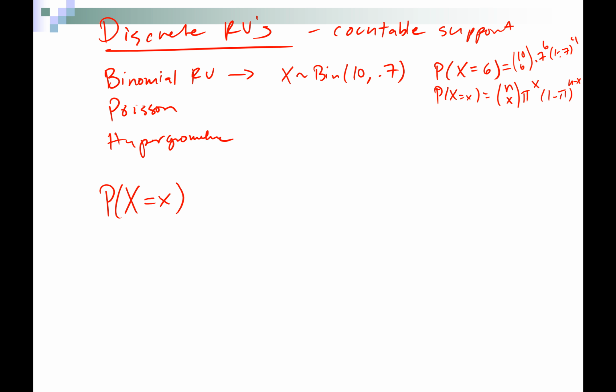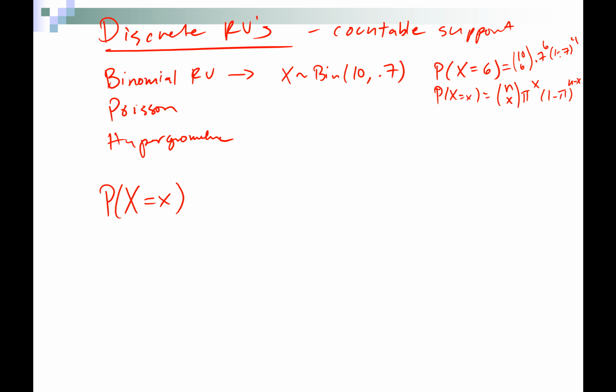So we had 0.7 times 0.7 times 0.7, 6 times. But we also missed 4 of the free throws. And the probability of missing a free throw is 1 minus pi, so 0.3. So we have 0.7 to the 6th power times 0.3 to the 4th power.